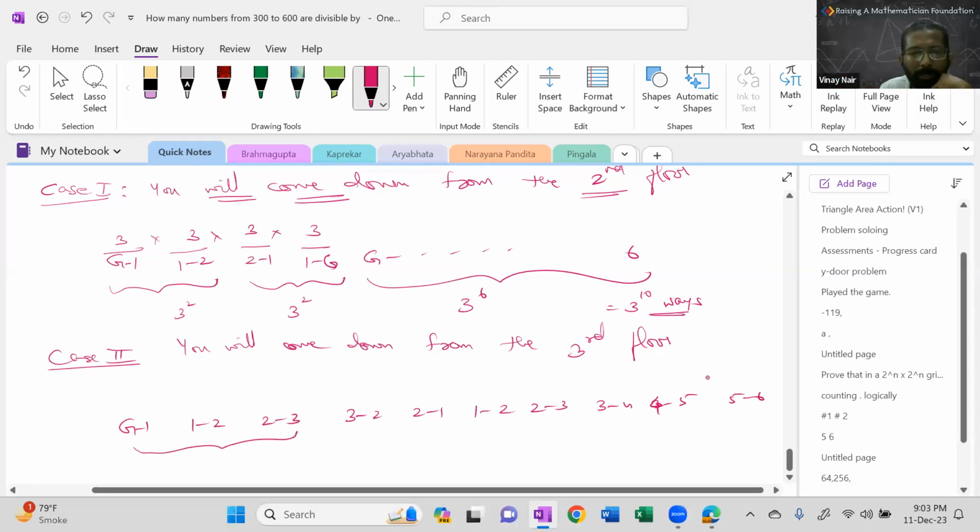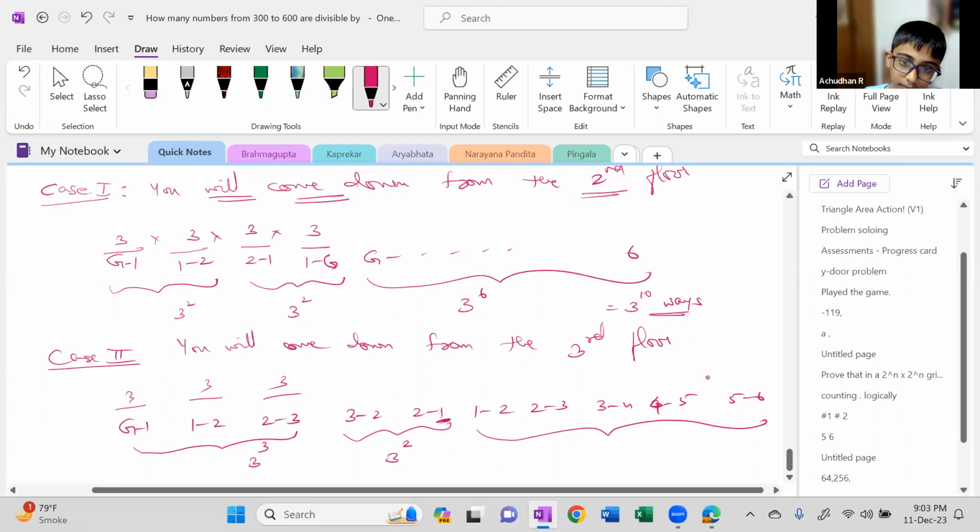Right. So here saying there are 3 cube ways to go to the third floor. There are 3 square ways to come to the first floor. Yes, sir. And there are 3 power 5 ways to go from the first floor to the 6th floor. Everything has 3 ways here.